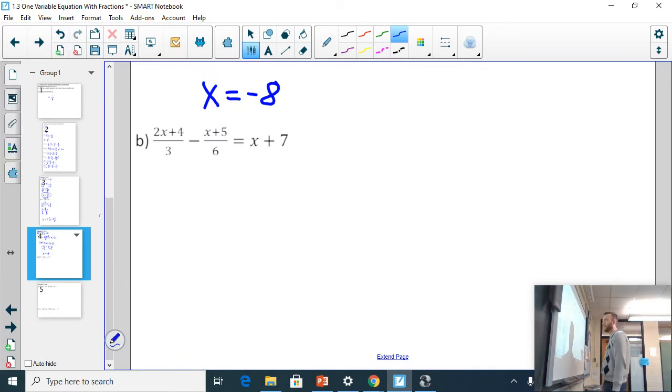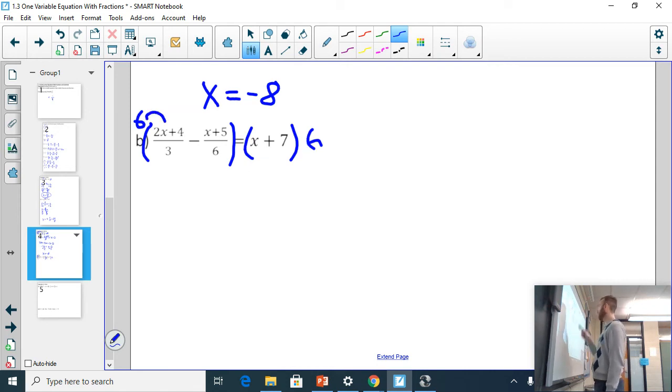And then this last one looks crazy, but again, it's the same thing. I just want to clear the denominators. I see I have a 3 and a 6, no denominators over there. And so the biggest number to multiply by to get rid of all of them is a 6. So I'm going to multiply both sides by 6.